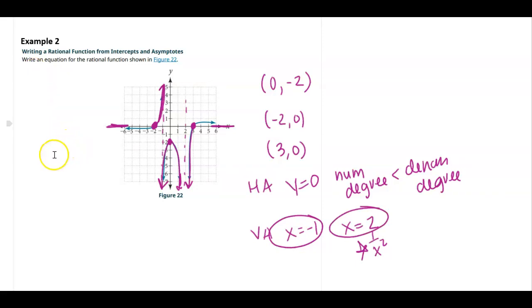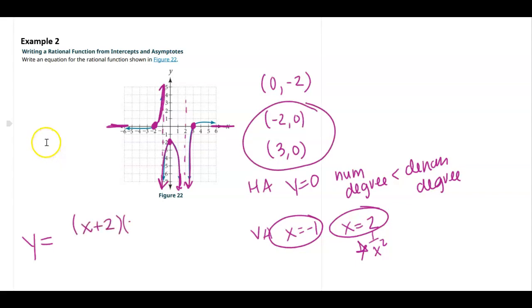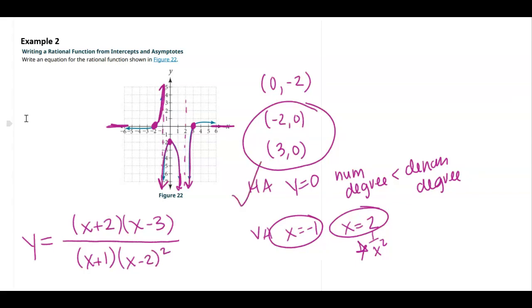All right, let's put this all together. So I know that y is going to be equal to, let's do our numerator first. (x plus 2)(x minus 3) would have to give me these zeros here. Also, I have vertical asymptotes at -1 and 2, and I know that one has to be squared. And leaving it with these degrees means I'm good here.